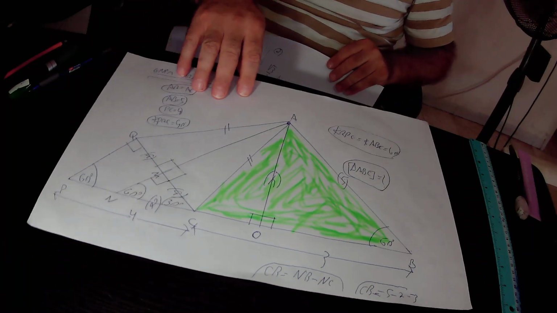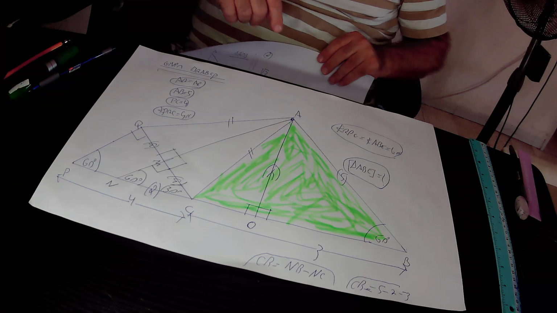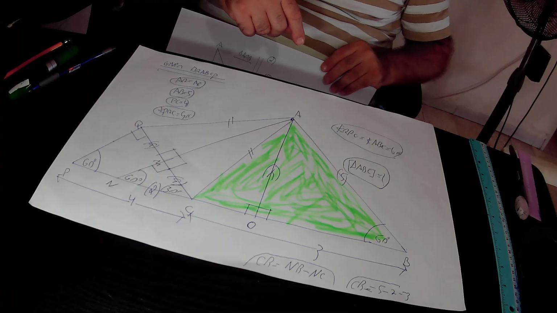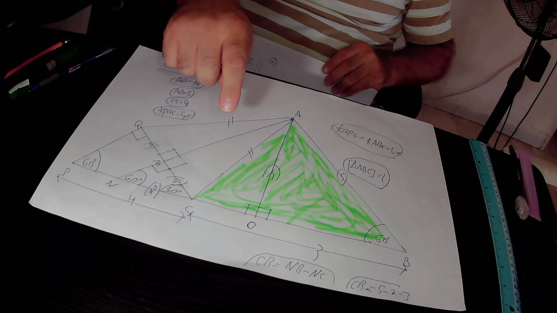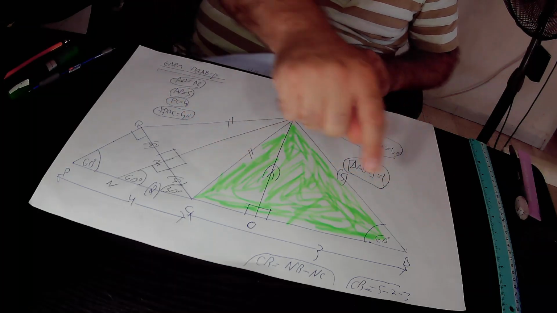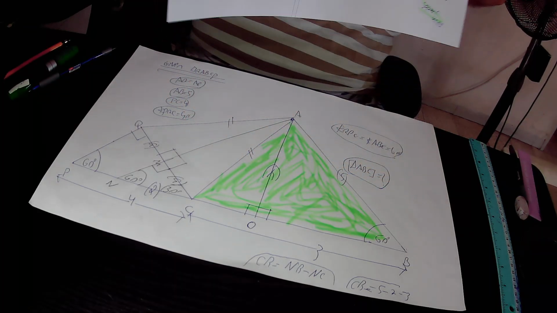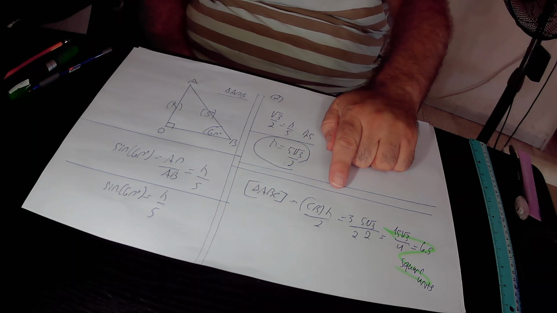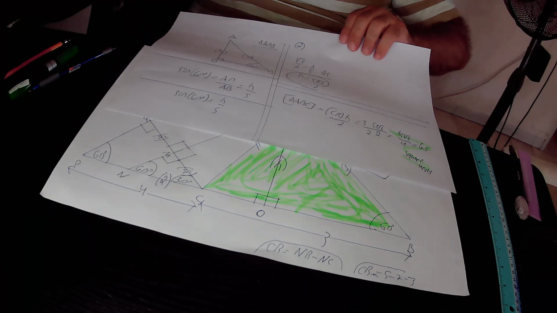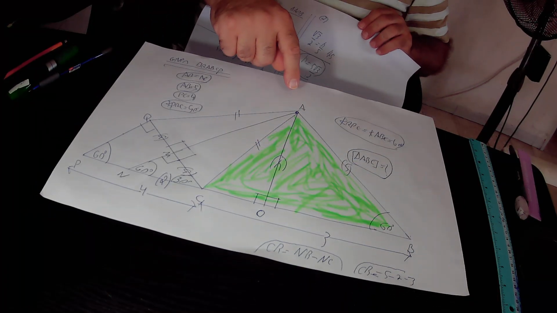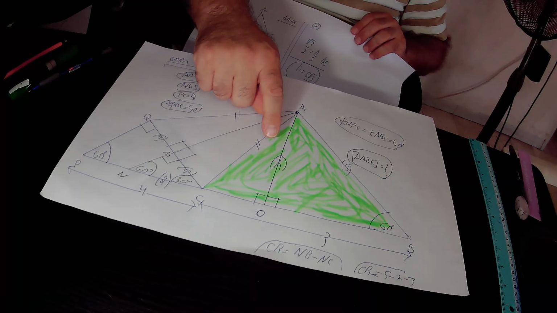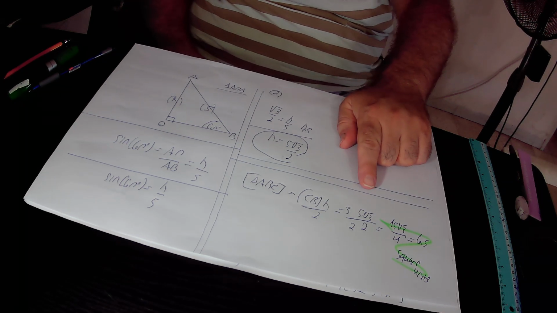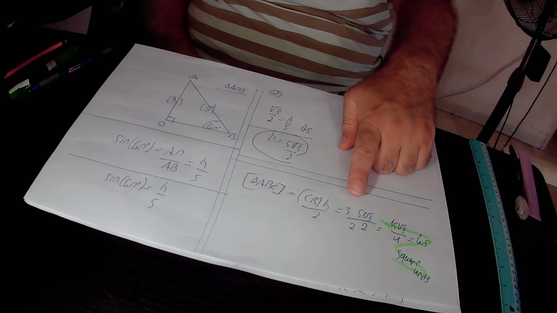Our task is to find the area of the green triangle ABC. From the drawing, it is very easy to see that the area of this green triangle ABC must be equal to the base CB times the height h over 2. CB equals 3, times the height h. h equals 5 times root of 3 over 2. So it is 3 times 5 times root of 3 over 2, divided by 2.